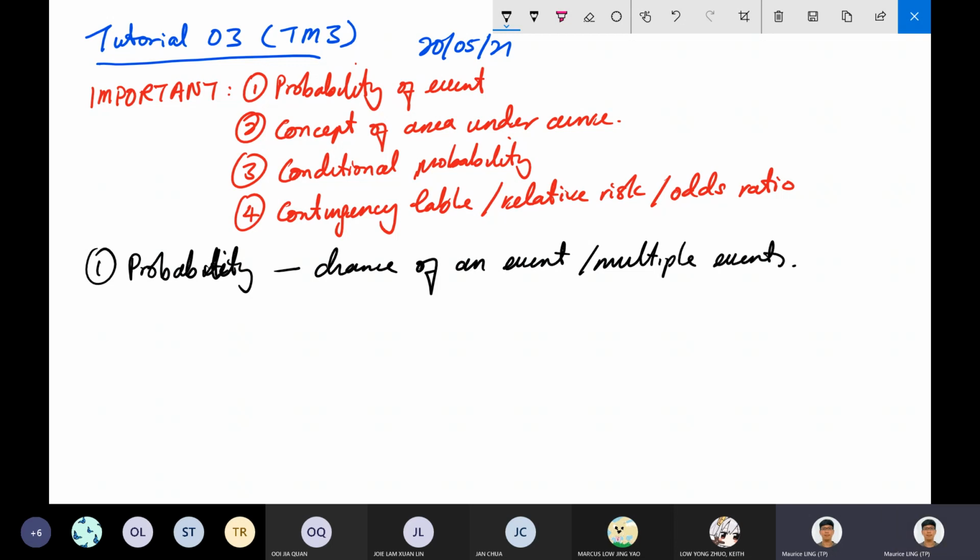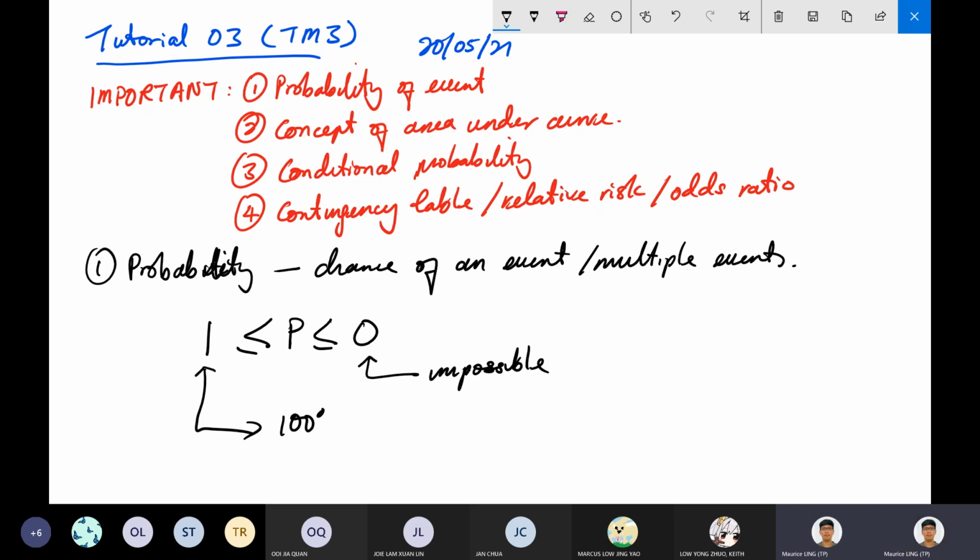But probability, is there a limit? That means is there a maximum number and a lower number? Probability itself is bounded, you can go all the way from 0 to 1. When something is 0% probable, that means it is impossible. When something is 1, it means that it is 100% likely. That means it's always going to happen.